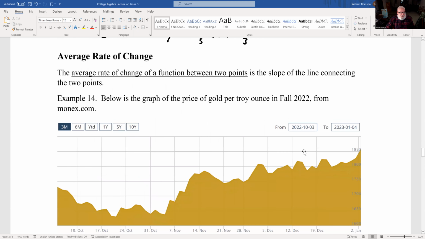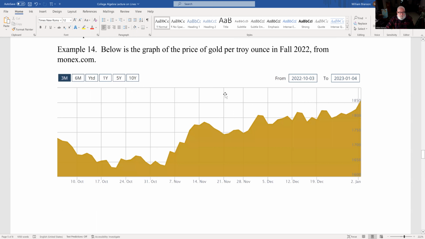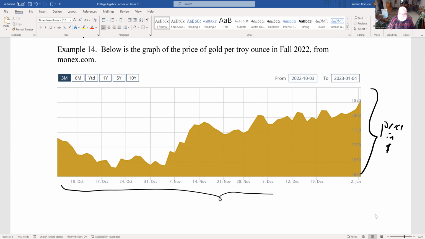Okay, next, we have average rate of change and then piecewise functions. So here is the graph of the price of gold per troy ounce in fall 2022, and this is from a website called monex.com. We got dates along the bottom, and you can see what the price of gold is along the right side here. Price in dollars. This is time, and that's measured in months, years, days, not entirely clear.